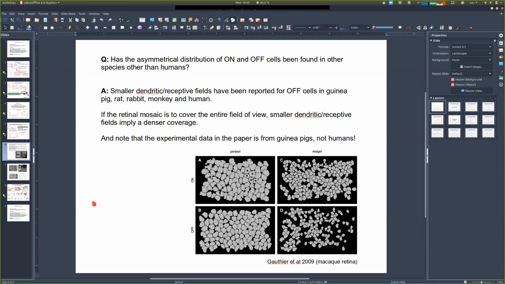Yeah. So if receptive fields are smaller, you need more cells to tile the space. That's kind of the concept. And there is experimental evidence in other species too.